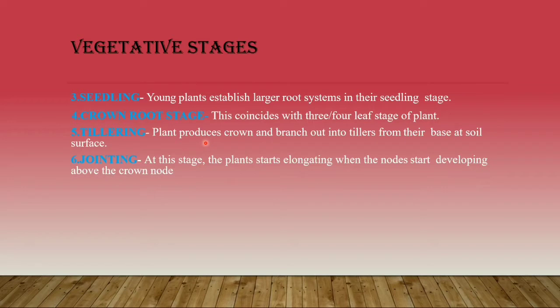Tillering: the plant produces crown and branches out into the tillers from their base at the soil surface. Jointing: at this stage, the plant starts elongating when the node starts developing above the crown node.